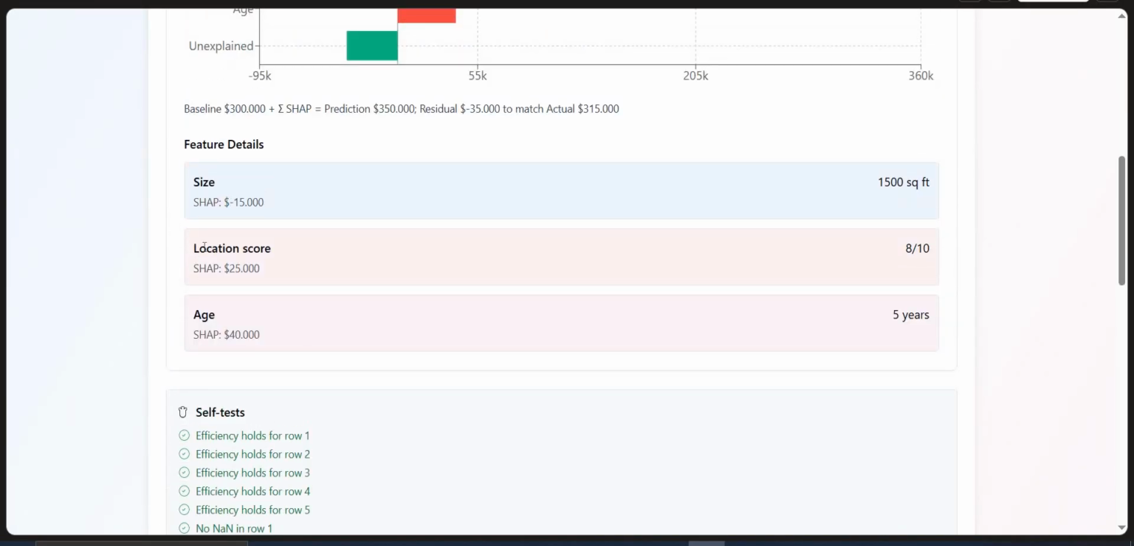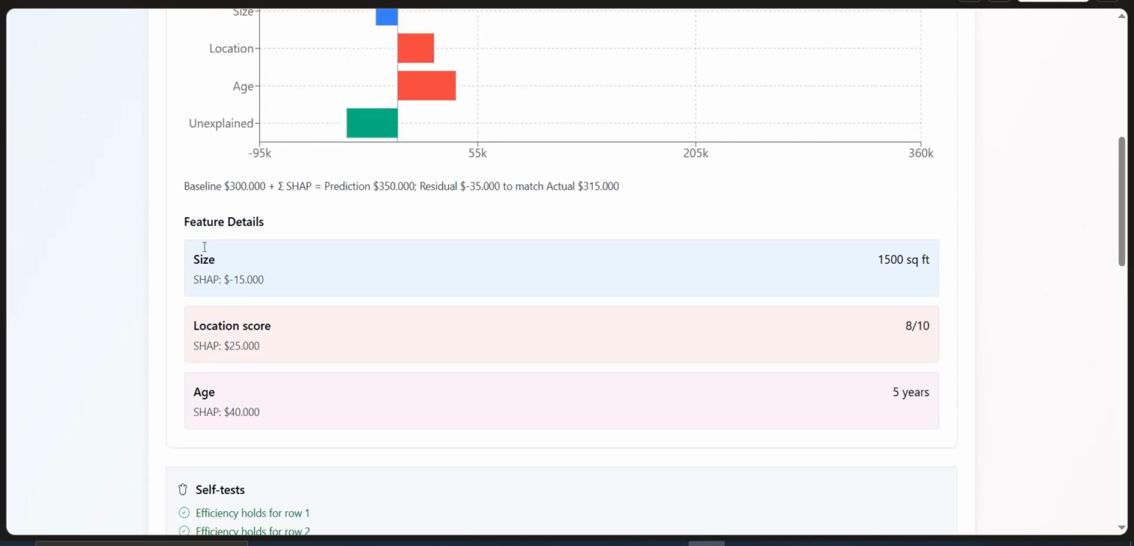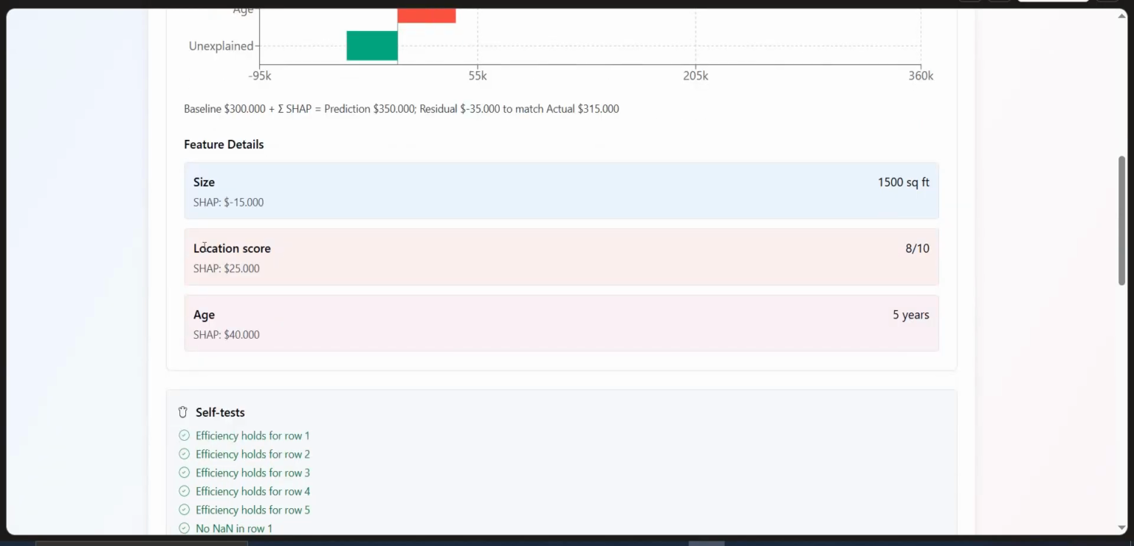So what is the point here? With SHAP, we can say not just what the model predicted, but also why. The base value plus each feature's SHAP gives a prediction, and if it doesn't perfectly match the actual, that difference is just a residual.